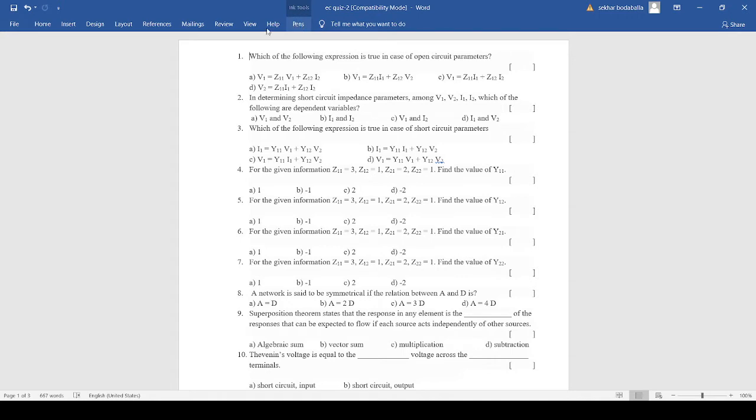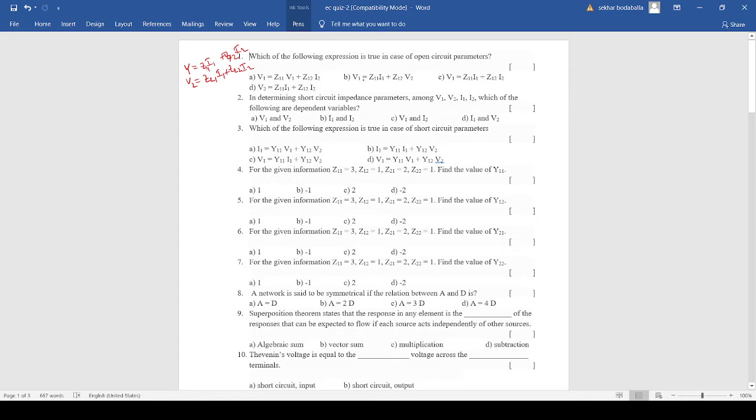So we all know in case of open circuit parameters, what are the dependent variables? V1 and V2 are the dependent variables. So you have to write V1, V2 in terms of I1 and I2 plus Z parameters. So V1 is Z11 I1 plus Z12 I2. Similarly, V2 can be written as Z21 I1 plus Z22 I2.